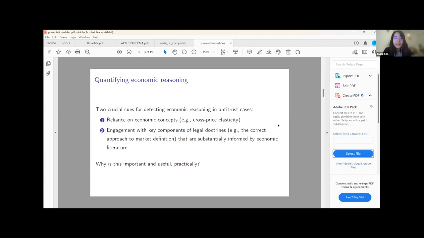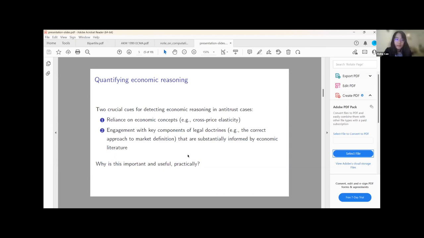So basically, the foundation of this measurement exercise comes from prior qualitative research by Posner, Landes, and also Kaplow, and many others. The intuition here is that when judges engage with economic ideas, they are either relying on economic concepts to make a point, for example, using cross-price elasticities to infer market positions, market share, or market power. Or they might engage with the key components of legal doctrines. For example, when talking about the correct approach to market definition, they would resort to economic literature from law and economics to articulate those doctrines.